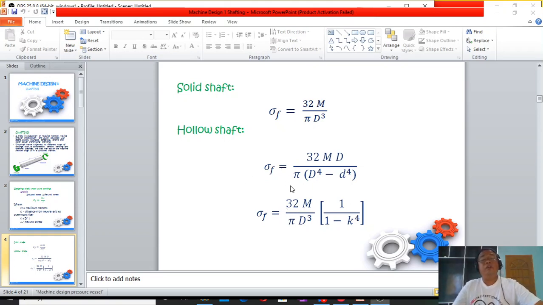So, take note of that class. So, this equation is for shortcut method. Okay? So, for solid shaft under pure bending, 32M over pi D cubed, and if it is hollow, multiply this by 1 over 1 minus k to the fourth. Okay? So, you have to derive this, class, in order for you to become an expert, of course, in how you are going to derive the equation for shafting under pure bending.